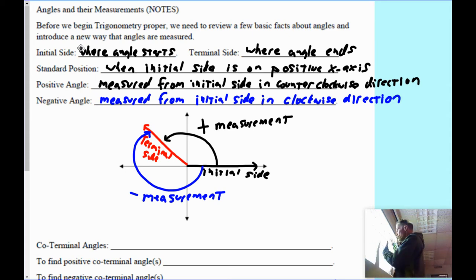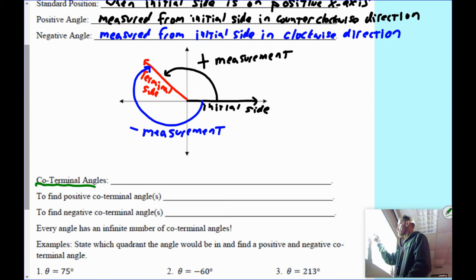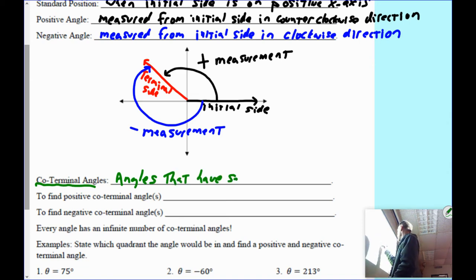Because even these two angles here, the positive angle or the negative angle, depending on the direction, those are what we call coterminal angles. Okay, so this is your term right here, coterminal angles. It is the same angle, angles that have the same initial and terminal sides.